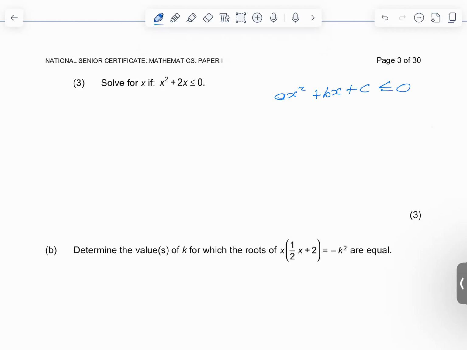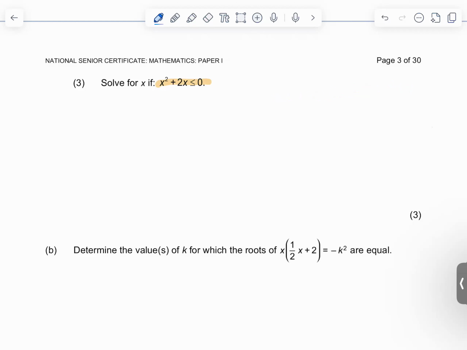Already here, you can tell that this equation has been written in simplified or standard form. So there's no point in writing it in standard form. So you just have to follow the next step. After writing this in standard form, you just need to factorize. Let's find factors here. You will notice that whenever you factorize, you have to follow steps as well.